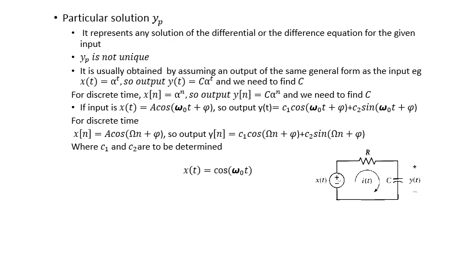So we assume y of p of t, p for particular. Because the input is sinusoidal, the output will be c1 cos omega naught t plus c2 sin omega naught t.